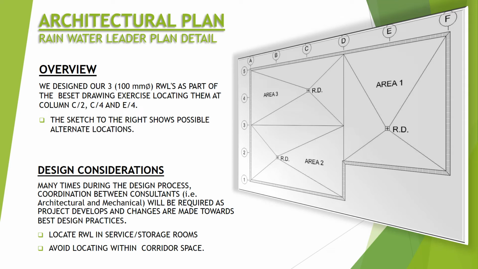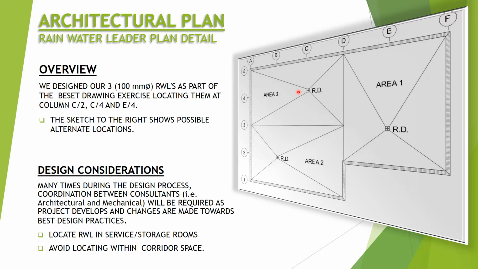Welcome to the architectural plan project for ARC 1015, our final project of the year, Rain Water Leader Plan Detail. The overview on this one is we're looking at the roof plan with the roof drains on it. And we're considering the rainwater leaders that come down from those roof drains, and as they go down through the building, they need to be taken care of architecturally.